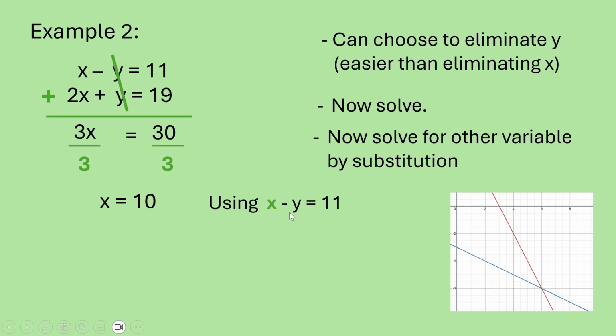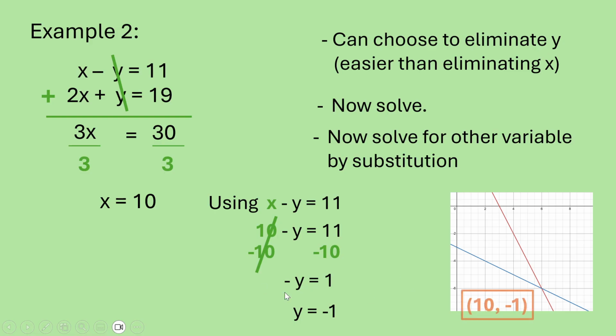All right, so using x minus y equals 11, I'm going to substitute 10 for x right over here. So 10 minus y equals 11, and now I can solve for y. Subtract 10 from both sides, they cancel. You get negative y on this side. 11 minus 10 equals 1. Divide both sides by negative 1, and so y equals negative 1. So the point where they intersect is this x, y point, 10, negative 1.